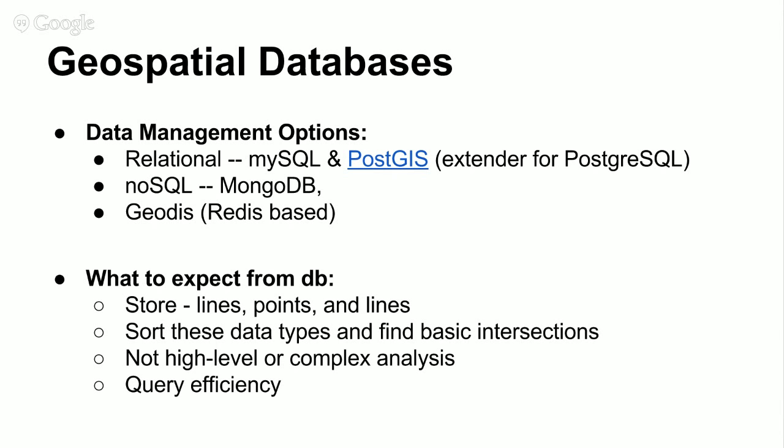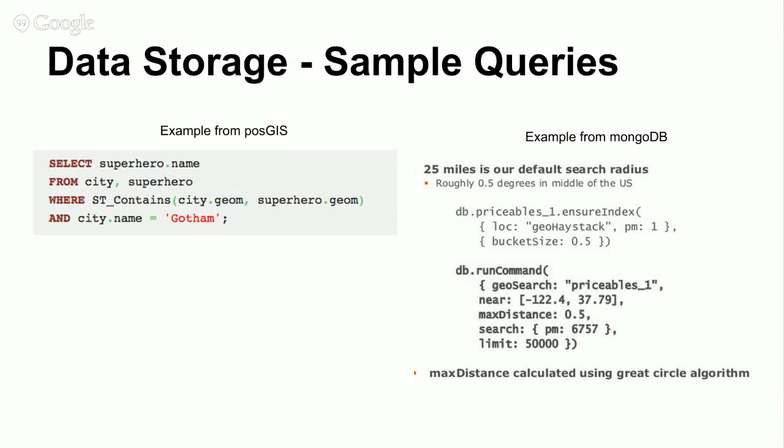However, obviously, if you want more higher level or complex analysis, you have to read the data and then do it in whatever system you have. And here are some sample queries. I don't know if you can see it, but this is just like SQL. You select city, superhero, and then this is a function, a Postgres extension, where you're asking whether something contains that city and that superhero. And then it would output that information for you.